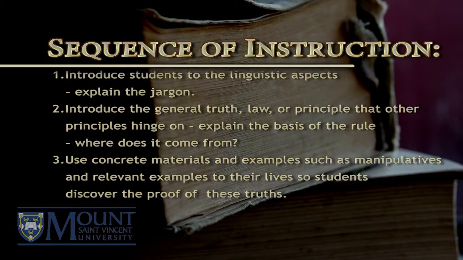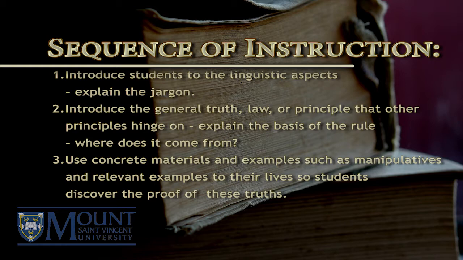For students with dyscalculia, repetition, adequate explanation, and multiple examples are necessary. The recommended sequence of instruction is as follows. Number 1. Introduce students to the linguistic aspects. Explain the jargon. Number 2. Introduce the general truth, law, or principle that other principles hinge on. Explain the basis of the rule. Where does it come from?